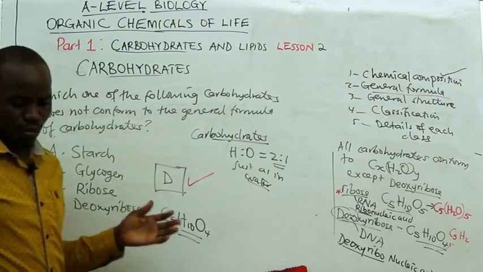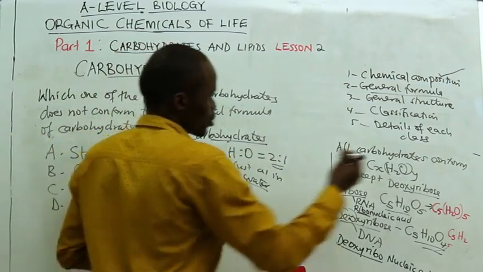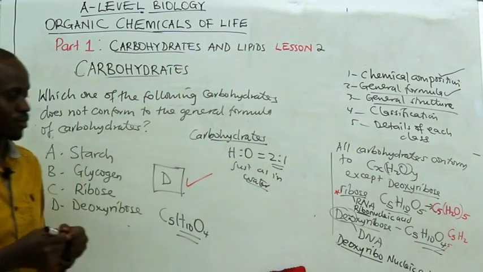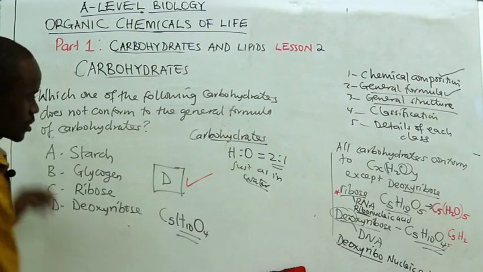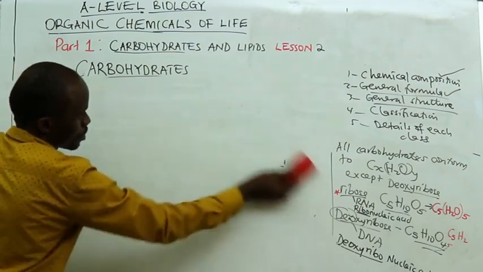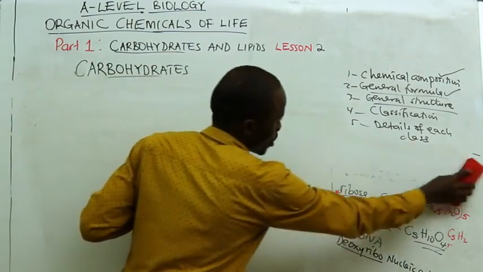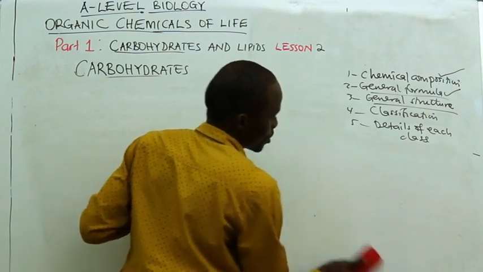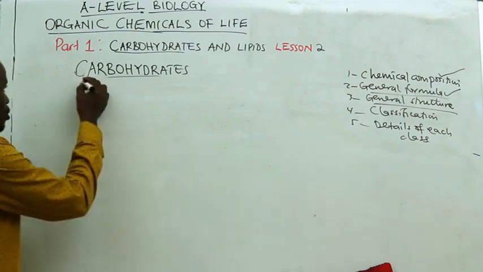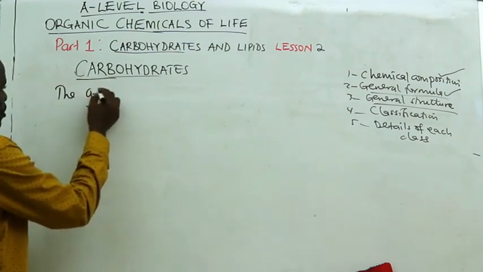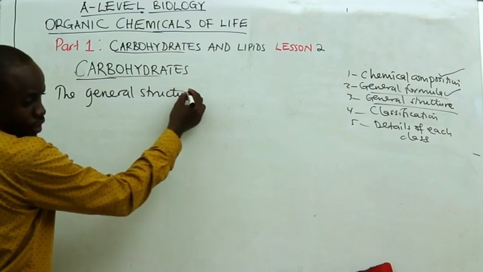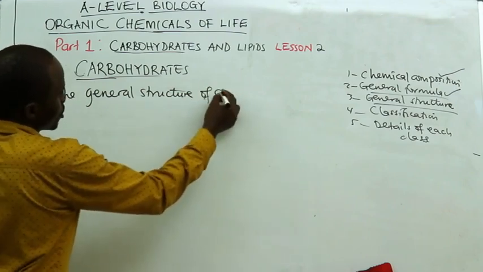So now we can go ahead to look at the general structure. We have finished the general formula. We can now look at the general what? Structure. The general structure of carbohydrates. Now we have seen that all carbohydrates are made up of, so we are looking at the general structure of carbohydrates.